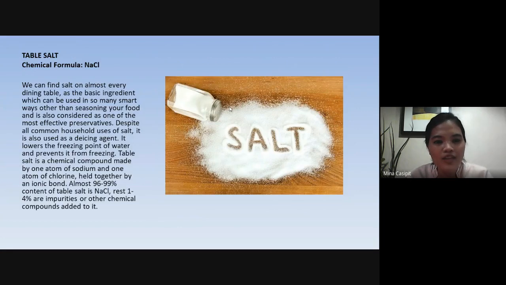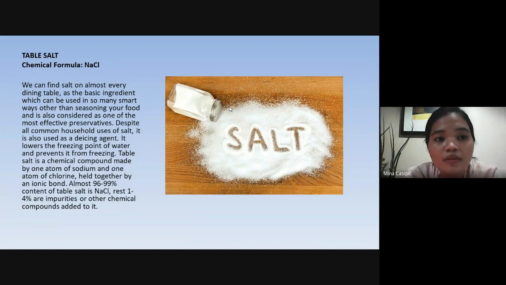Next, we have, what is this? Asin, table salt. Ano yung kahalagahan ng asin sa atin? Gumagamit ba tayo ng asin or yung mama nyo gumagamit sa pag-prepare ng pagkain? We can find salt on almost every dining table as a basic ingredient which can be used in so many smart ways other than seasoning your food, and is also considered as one of the most effective preservatives.